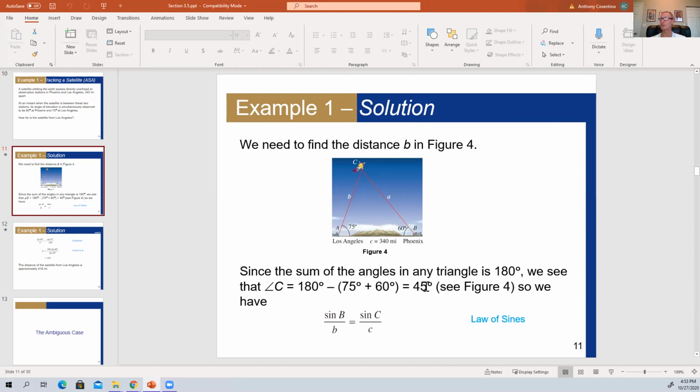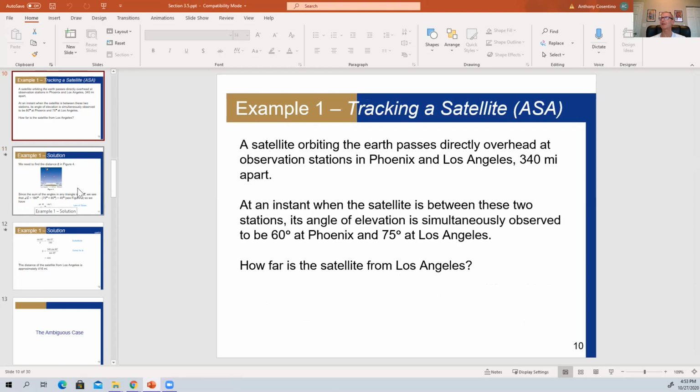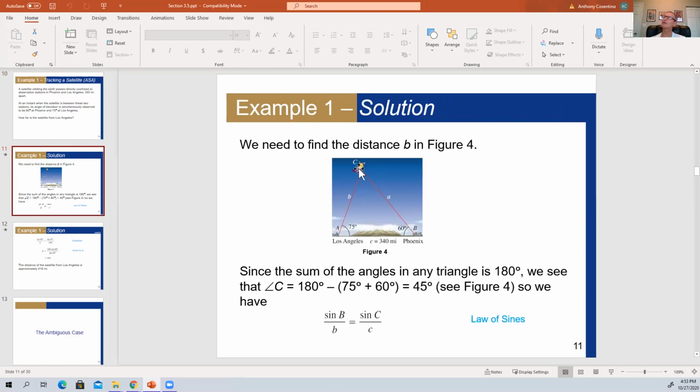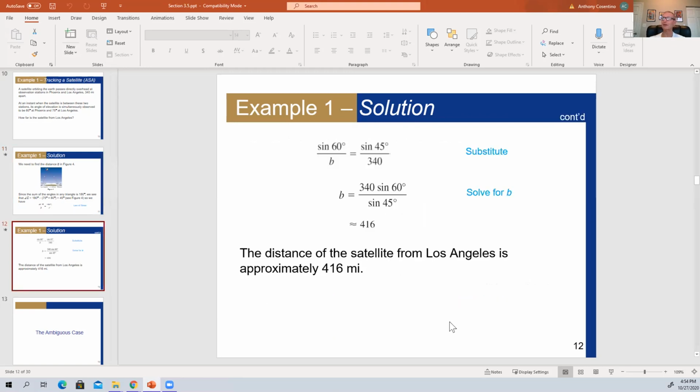So what we're worried about is which one? Well, the problem asked, how far is the distance from the satellite to Los Angeles? So if you look at our triangle here, it's little b, right? That's what we want to calculate. So here's why we end up using this calculation: we know angle C, and we know angle B, that's given to us as 60 degrees, and so we find little b. Again, I'll leave it to you to plug in those numbers, but you see it's a very similar calculation. You can see it's about 416 miles from that satellite to the ground at Los Angeles where that observation station is.